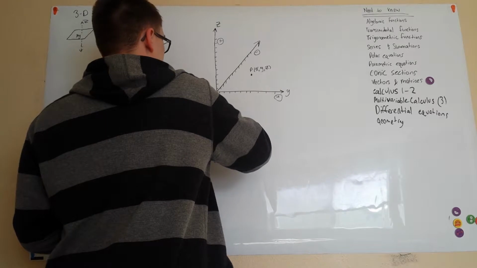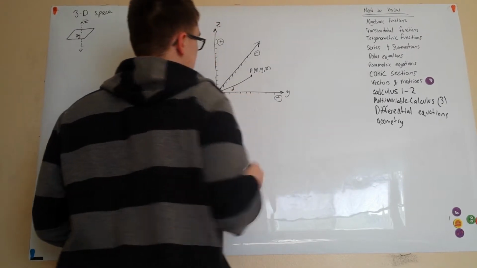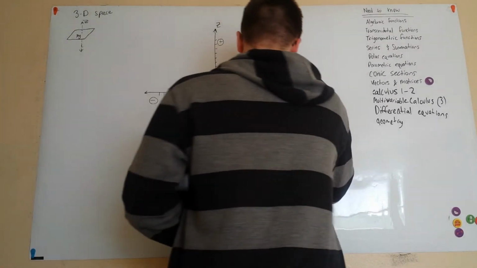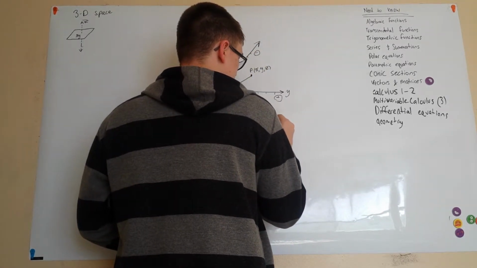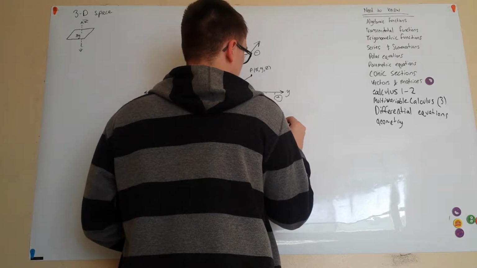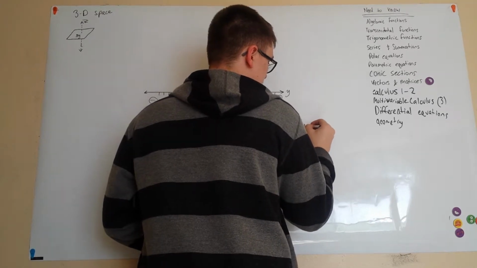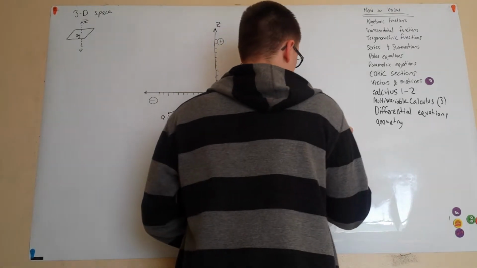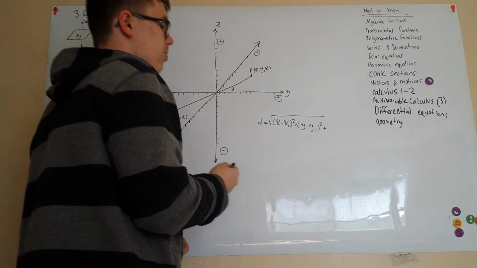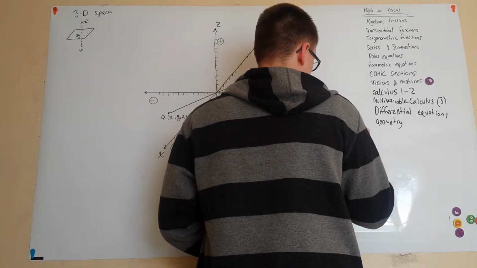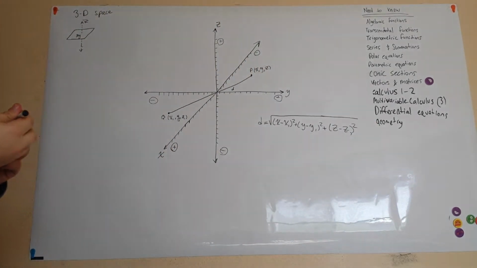So let's do this. If we connect these points and we want to find the distance d, well, remember in 2D, the 2-dimension, the distance formula is the square root of x minus x sub 1 squared plus y minus y1 squared. Well, now the 3D adds one more: z minus z sub 1 squared. That's our distance formula for 3 dimensions.